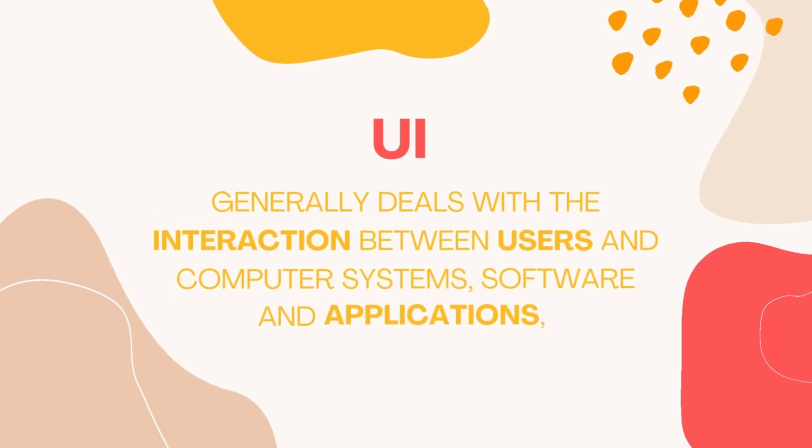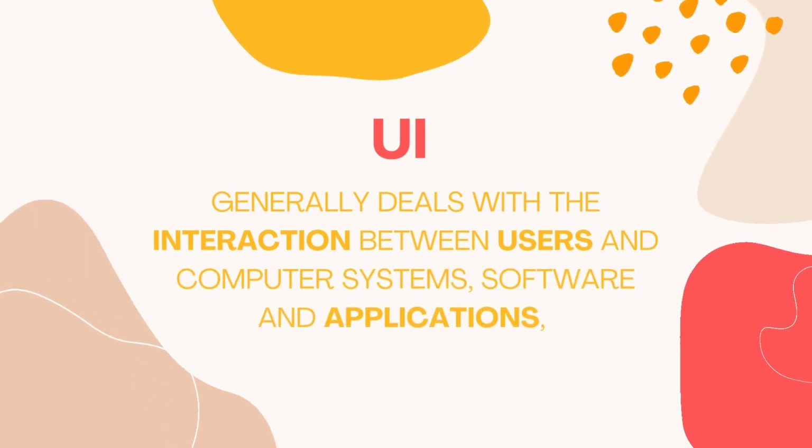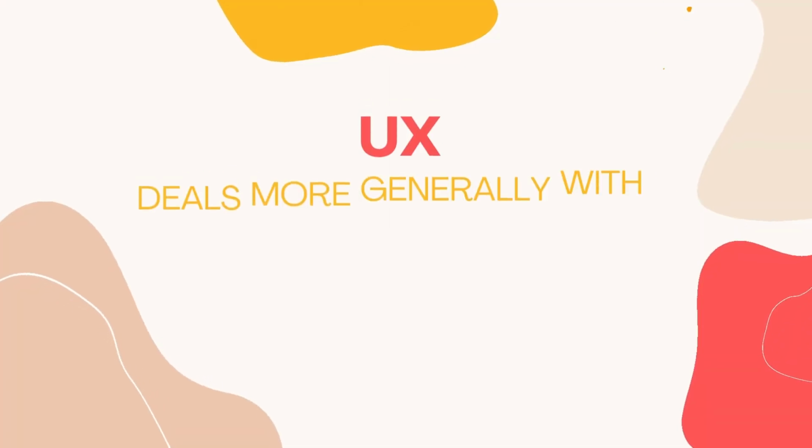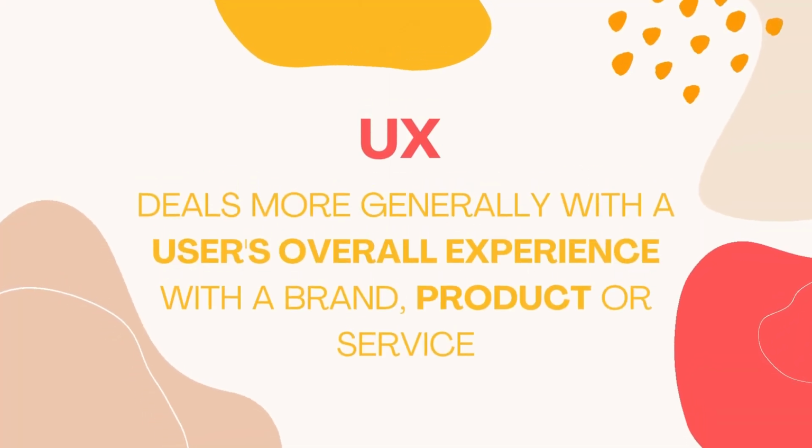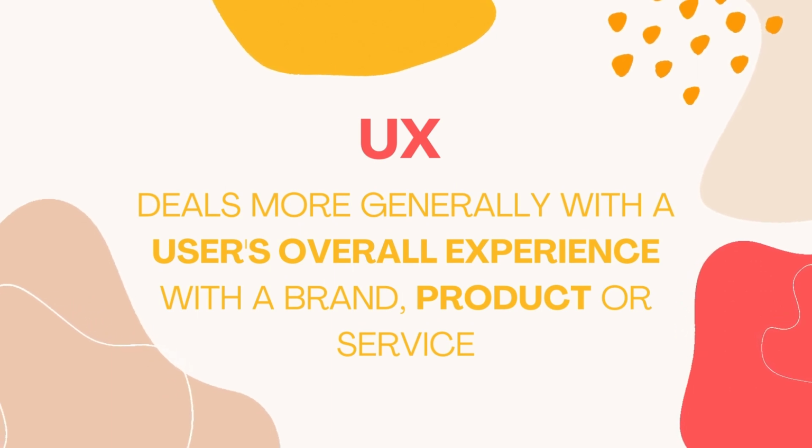UI is very much the craft of designing something for the web. It's pixel perfect. It's also seen as making it pretty, giving it color and life. Obviously, there's more to it than just that. I found a great definition that kind of explains the difference between UI and UX design. While UI design generally deals with the interaction between users and computer system software and applications, so the things that you actually see, the apps that you use, the websites, UX deals more generally with the user's overall experience of a brand, product, or service.